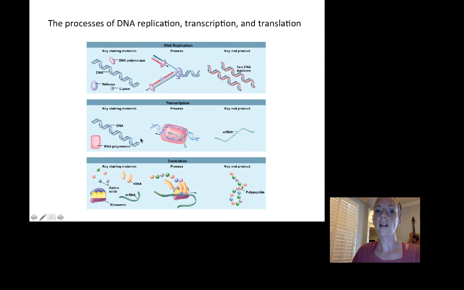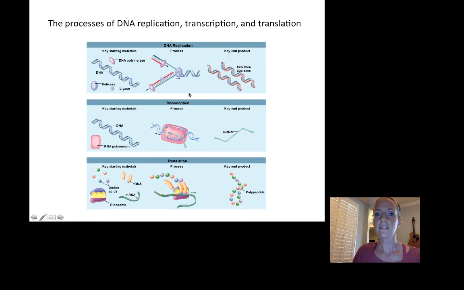So overall, I want to make sure that you guys don't mix up, because I see this happen all the time on the exam, replication, transcription, and translation. So replication is the process of making sister chromatids. So we take one strand of DNA, copy it, take another strand of DNA, copy it. We end up with two identical sister chromatids, or copies, of DNA.